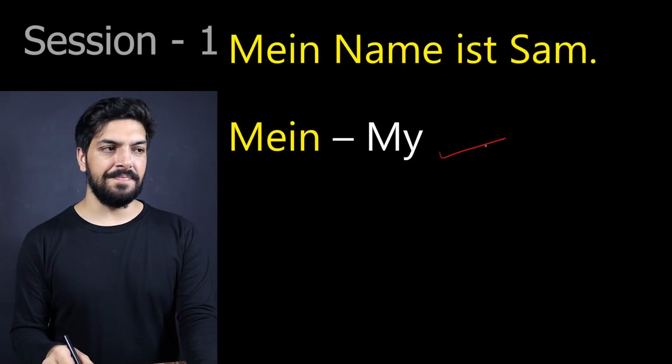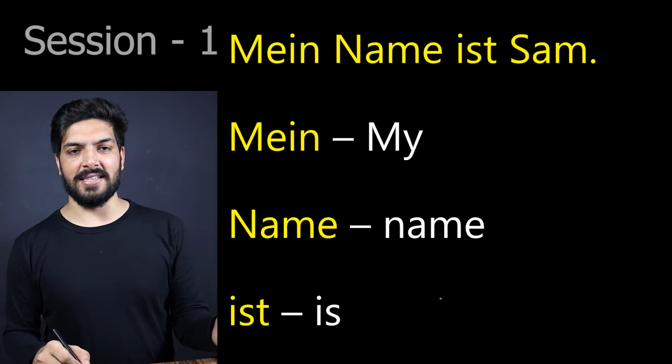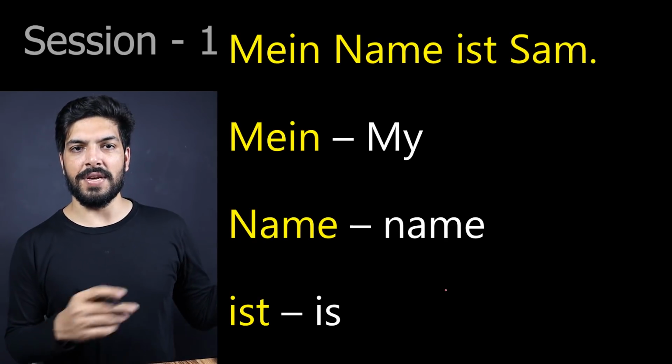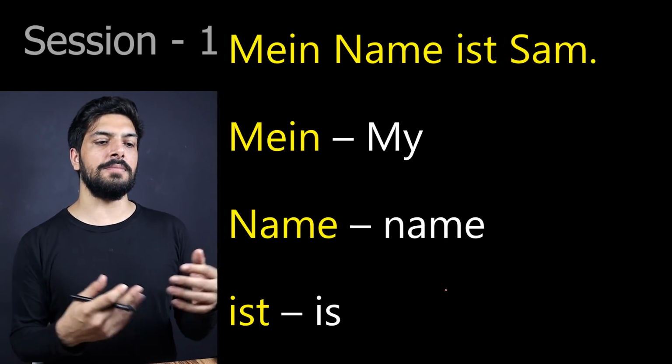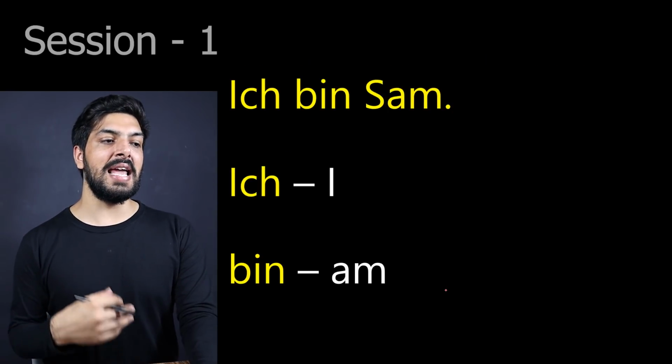Mein is my. Name is name. This time I told you, right? Ist is. And finally, Sam. So the previous one was "I'm called Sam". This one is "my name is Sam". And finally, when we say "ich bin Sam", it's "I am Sam".